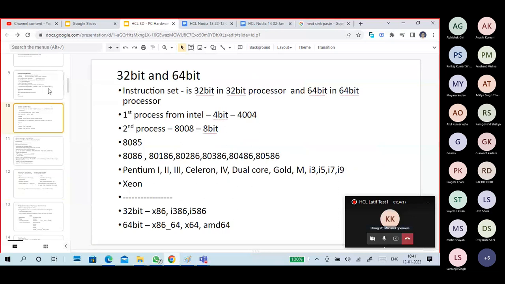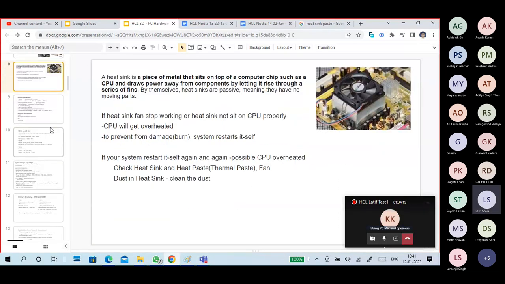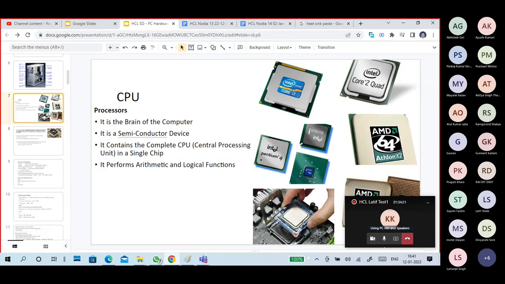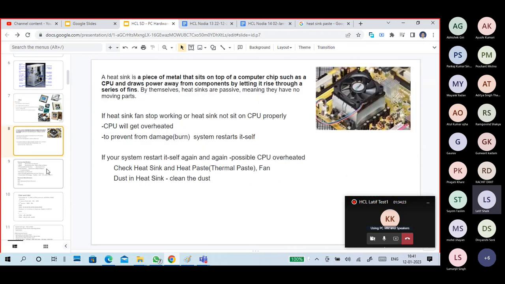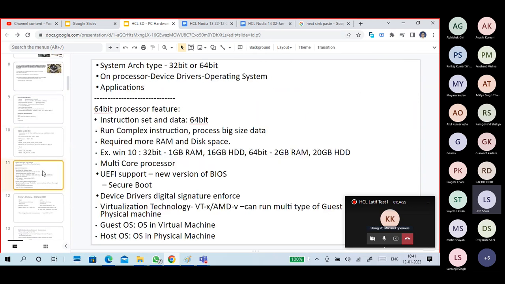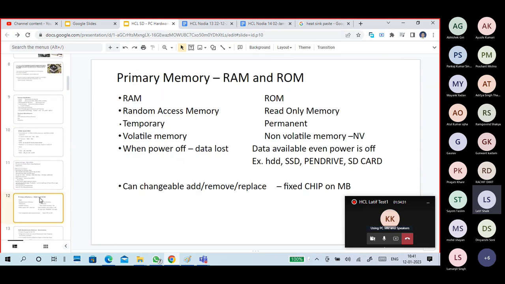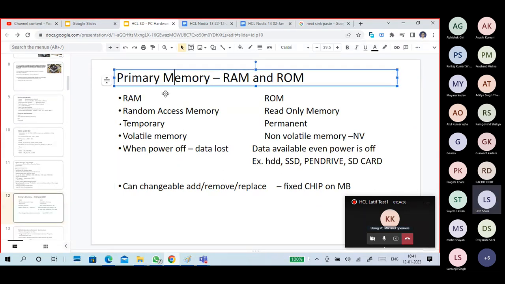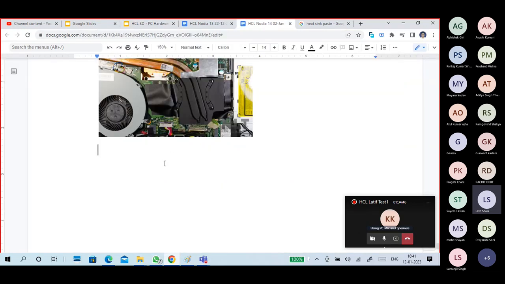Guys, CPU, central processing unit. Somewhere I will write that it has cache memory. Cache memory is very important for our PC use, because CPU speed and cache memory help speed up your processing. Next we'll discuss basic points like primary memory.